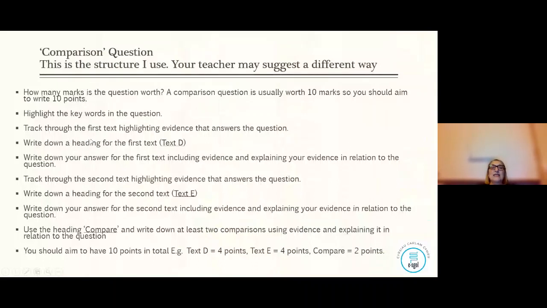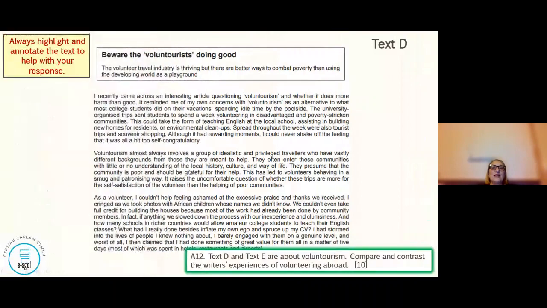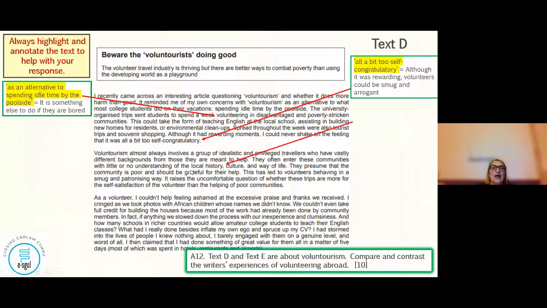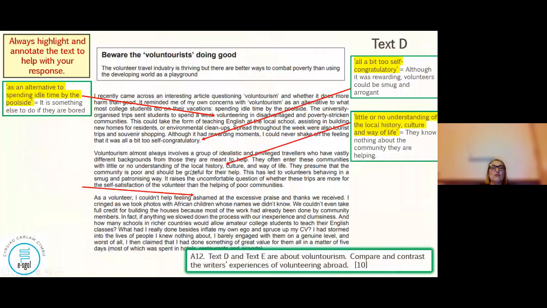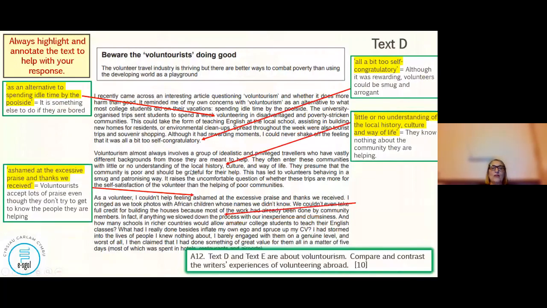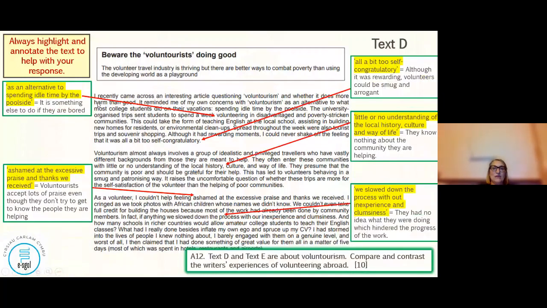I would track through text D first of all, write down the heading for text D and write my response for it. Then track through text E, write down a heading for text E, write down my response, and then I use a separate heading of compare and write down 2 comparisons. So what I've done for you then is, again, I've highlighted and annotated the parts that I would look at in relation to the question. So remember, we're looking for their experiences of volunteering abroad. So I've got 5 points for text D.